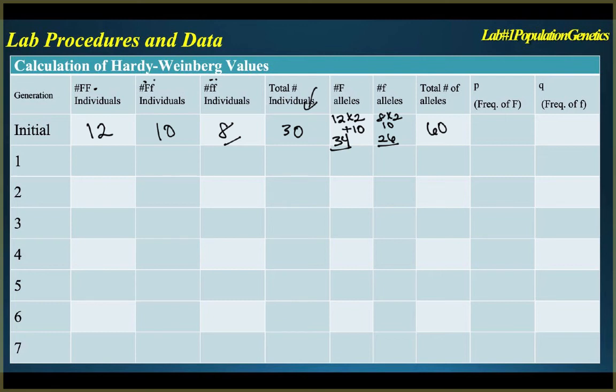And then how you calculate the frequency of F is you would say you have big F. Well, that's equivalent to P, right? So you do 34 divided by 60 here, which would give you 0.57. And then the other one, you do 26 divided by 60, which would end up giving you 0.43. Now, this is our initial population. So then we would mate.